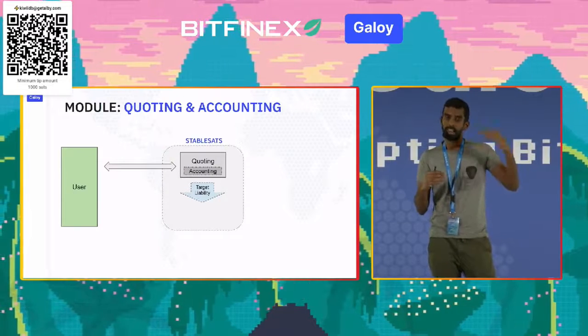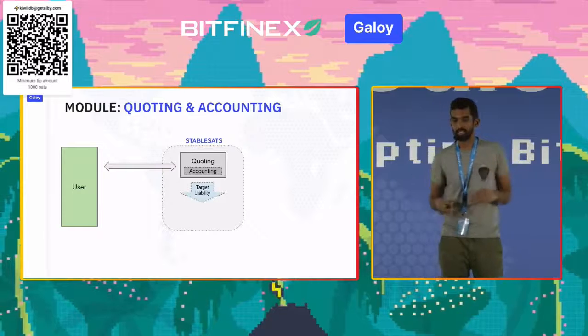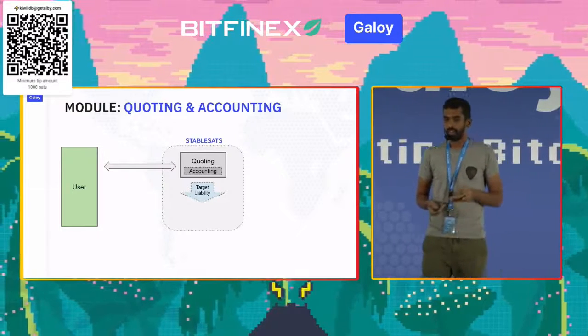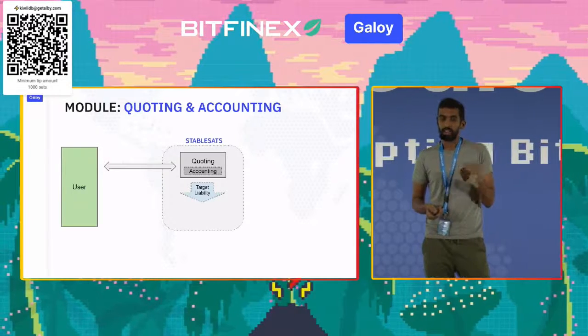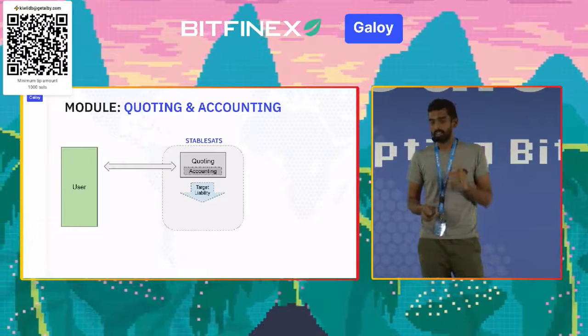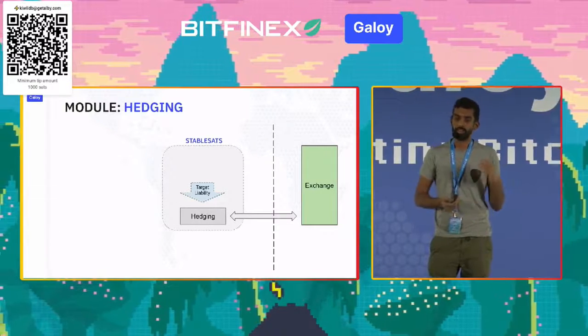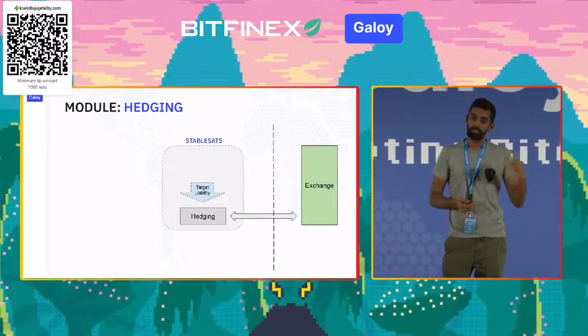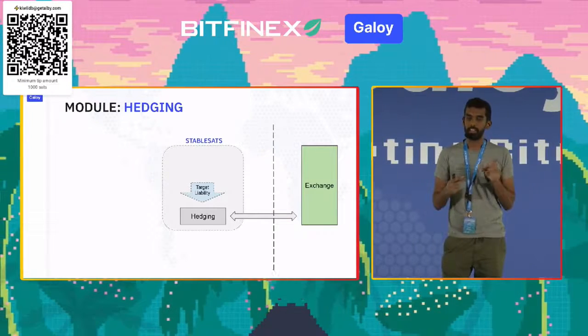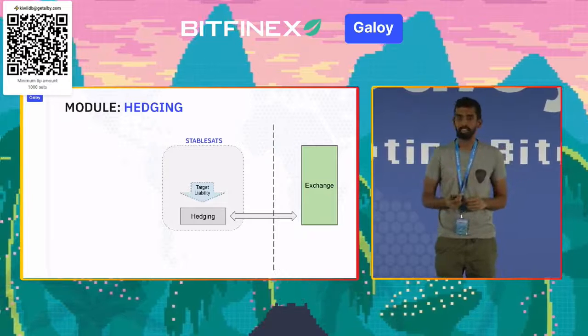So the USD liability has increased. It's taken on some Bitcoin. So you have the quoting and accounting. It tracks these USD liabilities, and then that target liability arrow in the middle, the quoting and accounting module pretty much publishes a target liability to the hedging module. The hedging module is inside of stablesats as well.